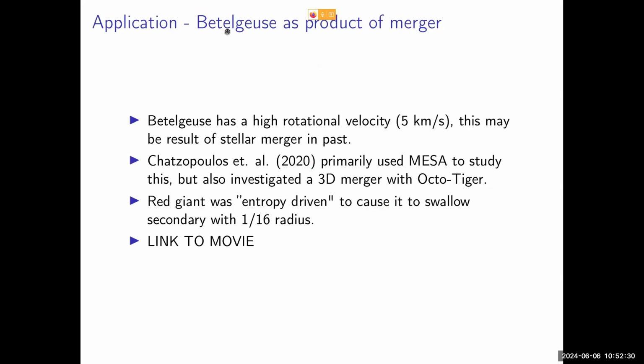We've also looked at Betelgeuse. So Betelgeuse, it's a giant star and has unusually high rotational velocity. And Manos Matsopoulos here at LSU wanted to look at the possibility that it might be due to a merger in the past. And the paper that they wrote mostly used an analytical model for the merger fed into the MESA code, which studies stellar evolution. But we also looked at it with Octo-Tiger.